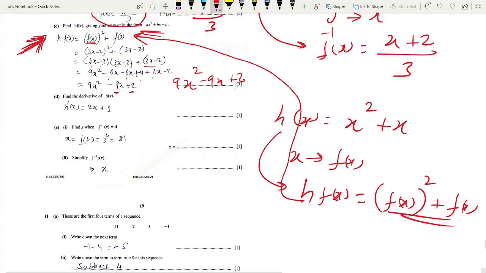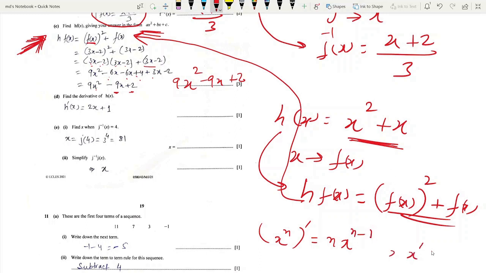Okay, find the derivative of h(x). Okay, h(x) is this, right? We have to find the derivative. So you know, for the derivative this is the formula: x to the power n, differentiation is n times x to the power n − 1, right? And x differentiation is also 1. So this is x squared plus x.